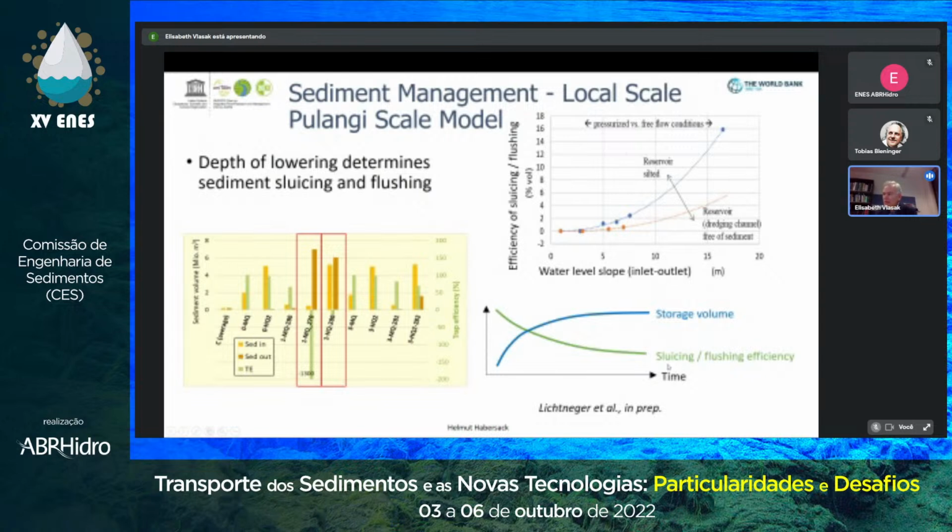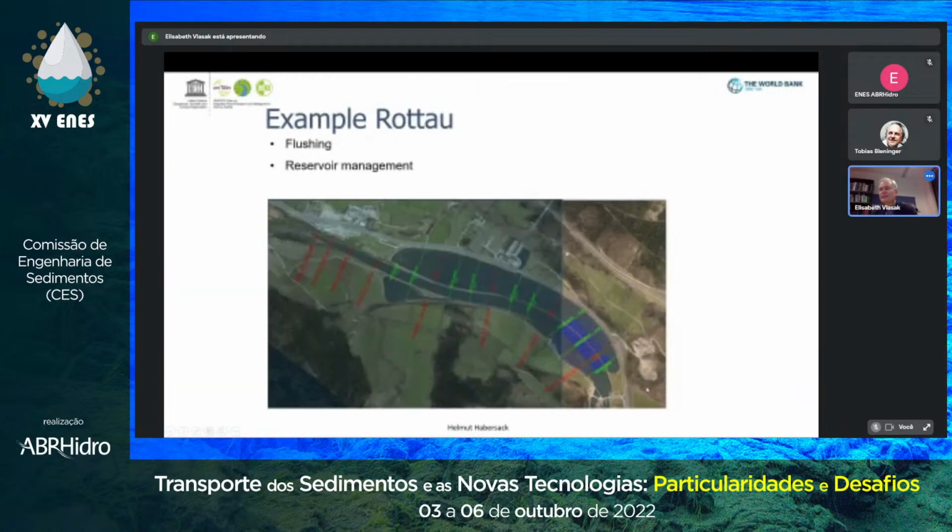The focus is on sluicing. Now, what is the difference between sluicing and flushing? Sluicing just means that we can open the bottom outlet without lowering the water level, and the sedimentation would not be taking place because the sediment goes through and the flushing efficiency is high.